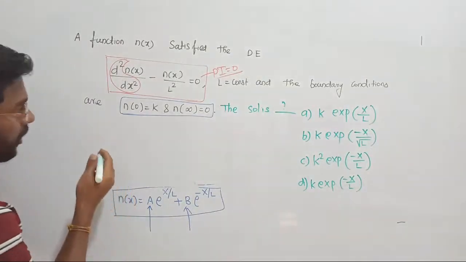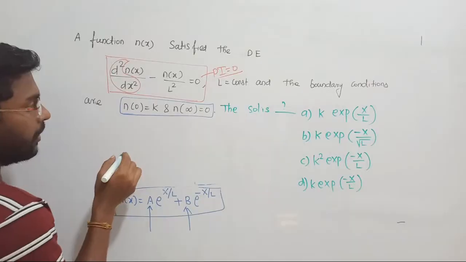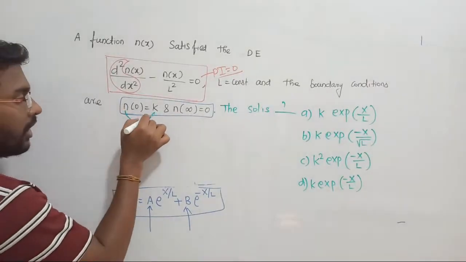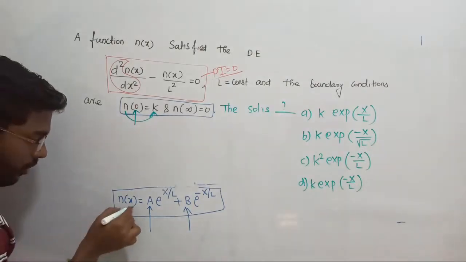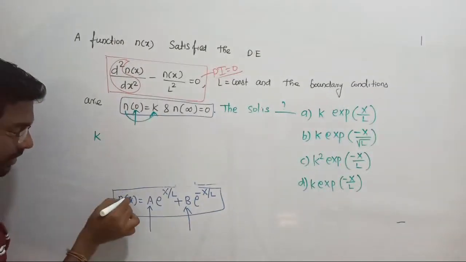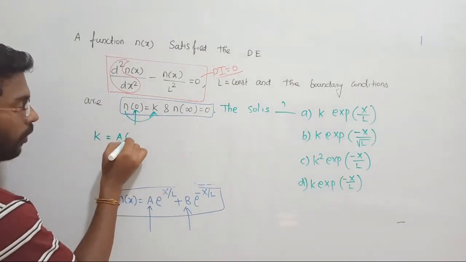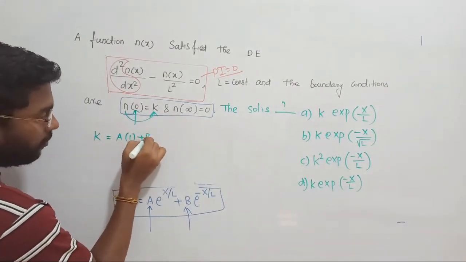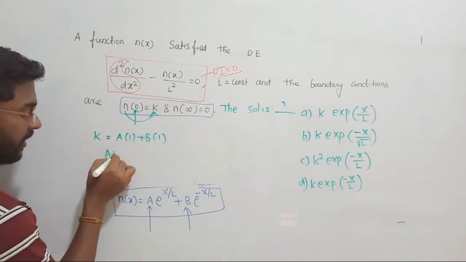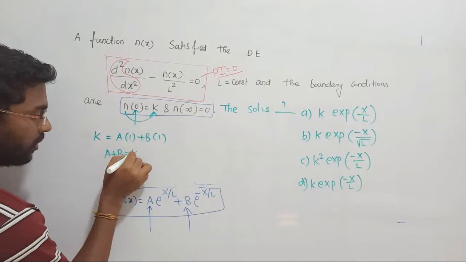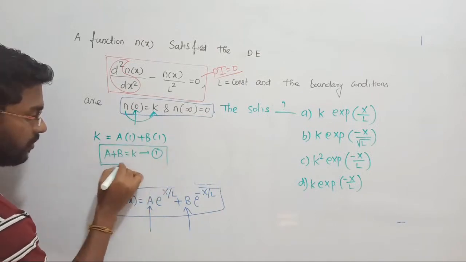If you use the boundary condition n of 0 equal to k, meaning n equal to k at x equal to 0, that should be equal to a into e power 0, which is 1, plus b into e power 0, that is also 1 only. So I got an equation that is a plus b equal to k. Treat this one as your equation number 1.